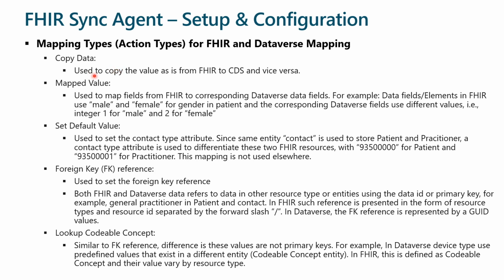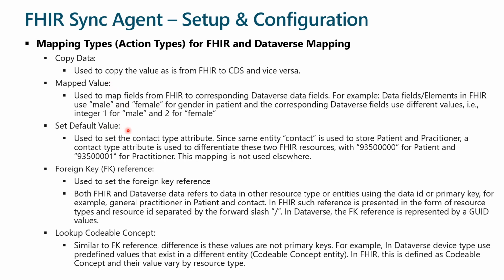It is essentially used to copy the value as is from FHIR to Dataverse and vice versa. The second is mapped value. Let's say in FHIR, we use male and female for gender in patient, and the corresponding Dataverse field uses different values, let's say integer 1 for male and 2 for female. In those cases, this mapped value is the right mapping type.